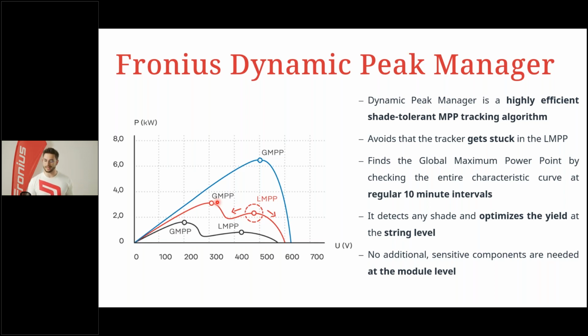output. And this is what the algorithm of Fronius does, the dynamic peak manager, and it does the checking every 10 minutes. So every 10 minutes, the full curve will be checked, and then on the global maximum power point, we operate again. Now, the cool thing about it is it's inbuilt, it's free of charge, and there are no additional, sensitive components necessary, like optimizers or so.